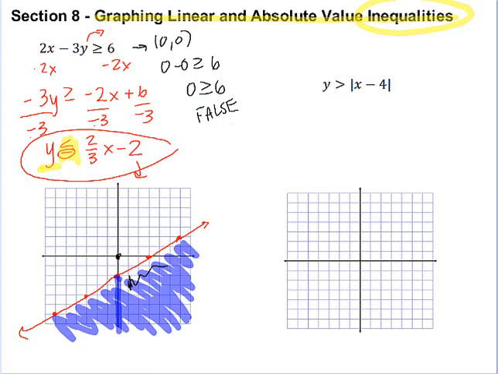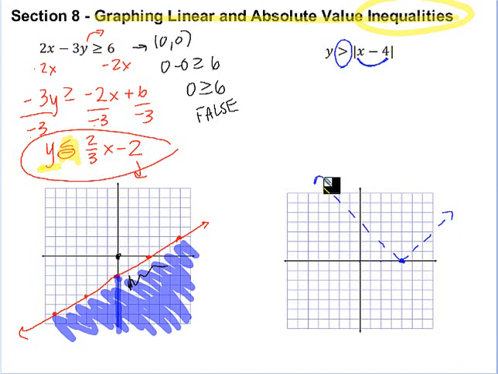Okay, graph number 2. Graph number 2 is y is greater than the absolute value of x minus 4. We know that this x minus 4 is telling me that the center point has moved over 4 to the right from our translations. So we go over 1, 2, 3, 4 to the right. There's now my starting point for my absolute value. It is only a greater than sign, so that means we are going to dash our absolute value graph lines. We just make them dashed instead of solid because it's only greater than.